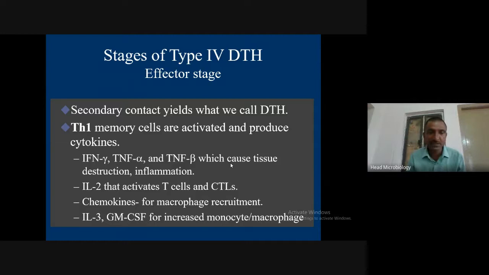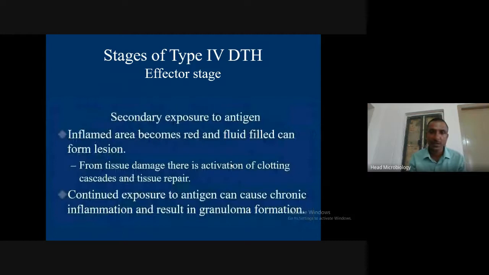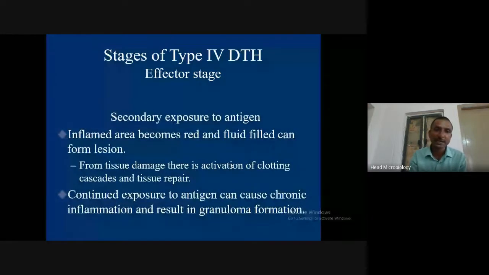In this process, interferons, interleukins, activated cells, CTL cells, chemokines and macrophages are recruited, and interleukin 3 and GM-CSF increase monocytes and macrophages. All of these are activated and produce cytokines and secondary exposed antigens. These inflamed areas become red and filled with fluid.